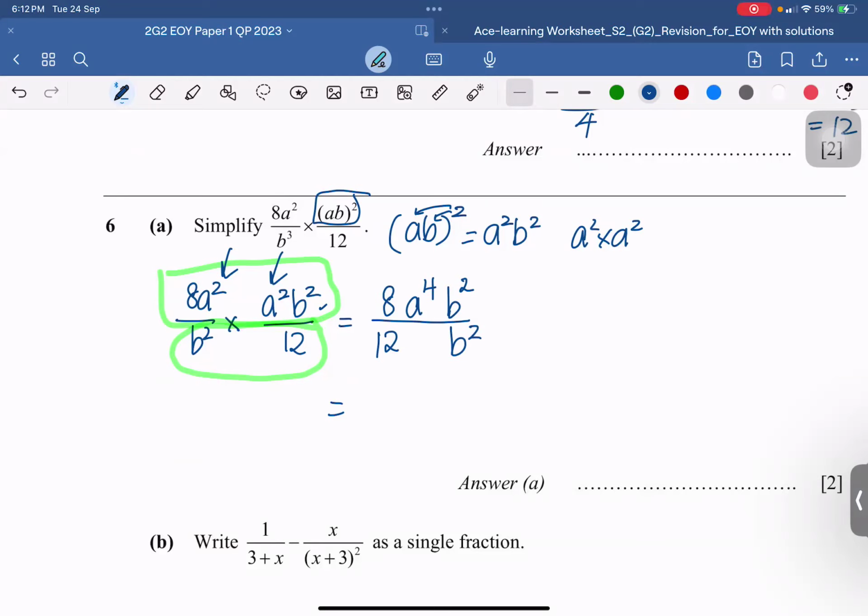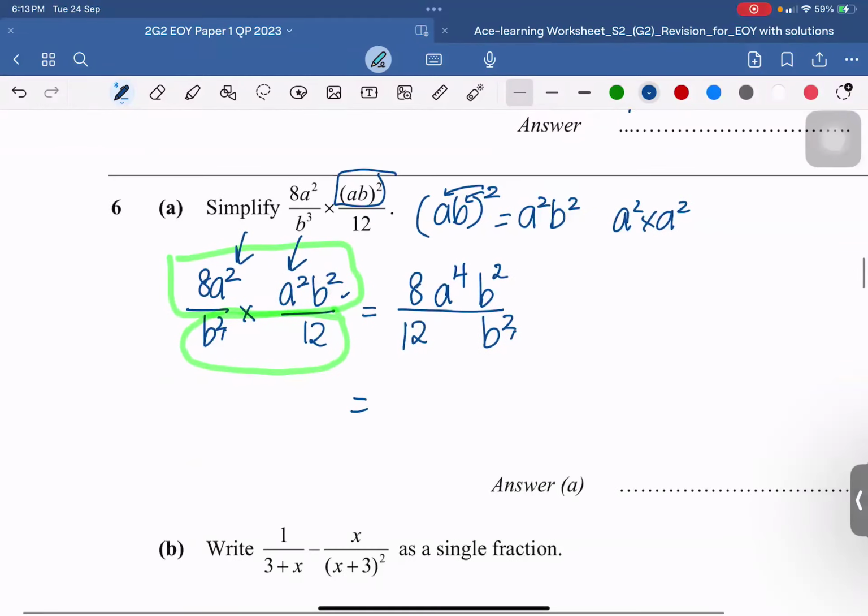The one below 8a squared is not b squared, it is b cubed. Oh, sorry. Okay, sorry, I can't see properly. I copied wrongly. b cubed. Thank you very much.